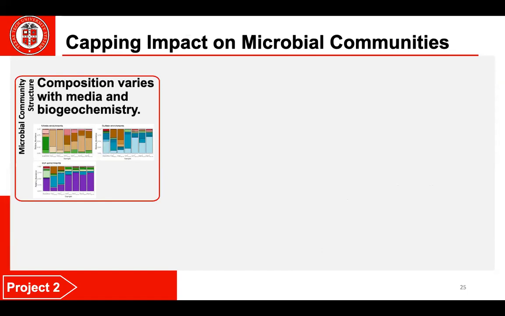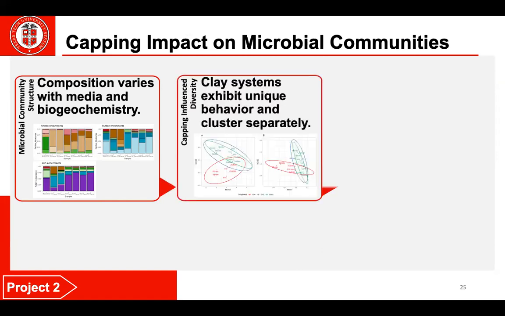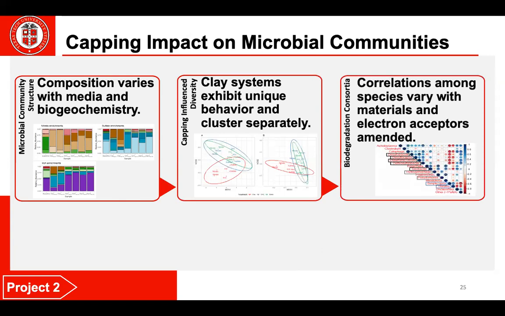So in summary, we did see composition changing with media and biogeochemistry in a relatively short period of time, because that 100 days is relatively short. We did see that separate clustering of clays. And while I didn't show my third figure here, we did see correlations with species in each of the electron accepting conditions present, particularly in systems that contain activated carbon and sand.